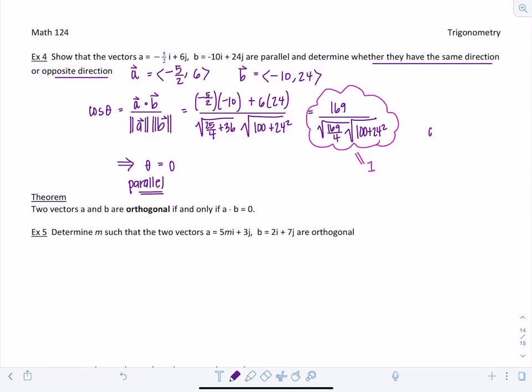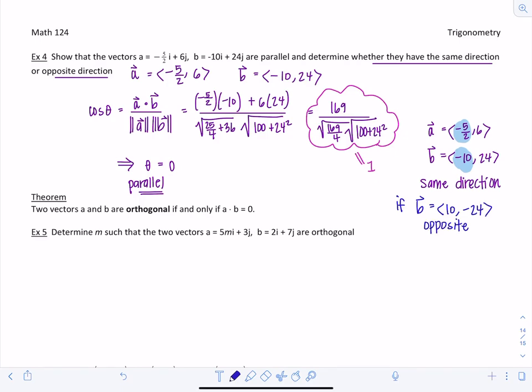Another way to tell is look at the components. So for A, it's negative 5/2, 6, and B, the first component is negative as well. So since both of the first components are negative, you can tell that they're headed in the same direction. It would be opposite if maybe B was positive 10, negative 24. Then it would be opposite. You see how the signs are switched?